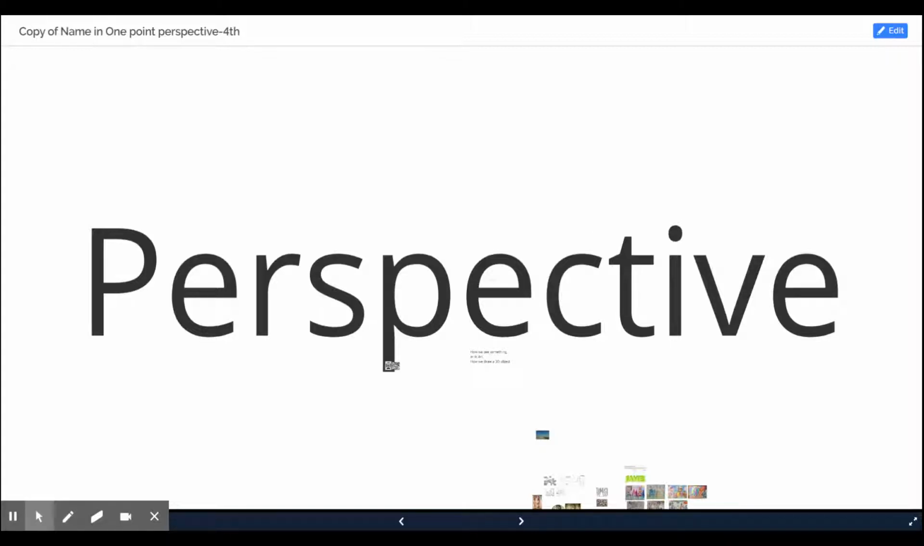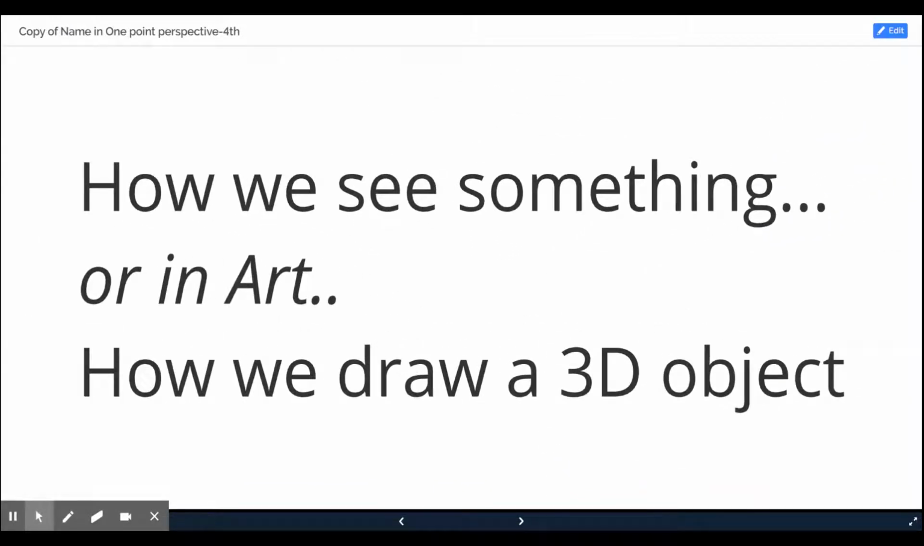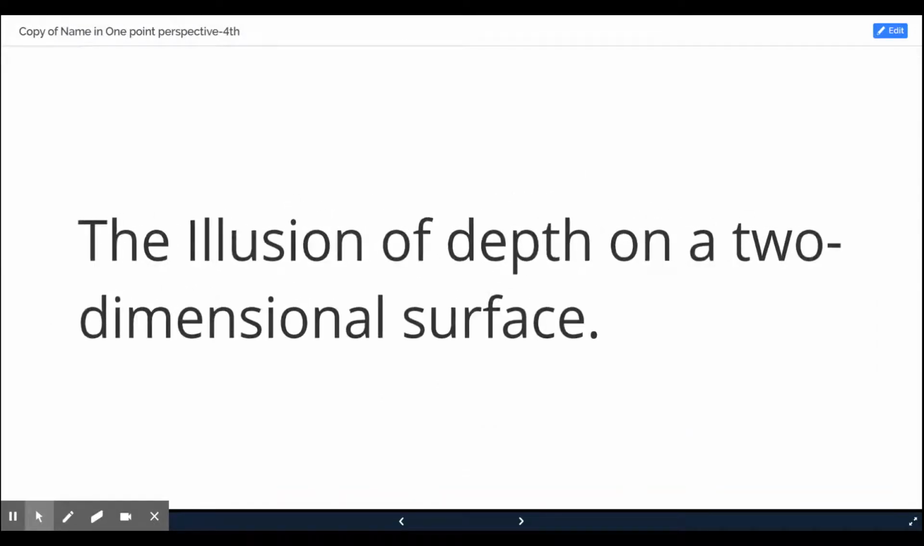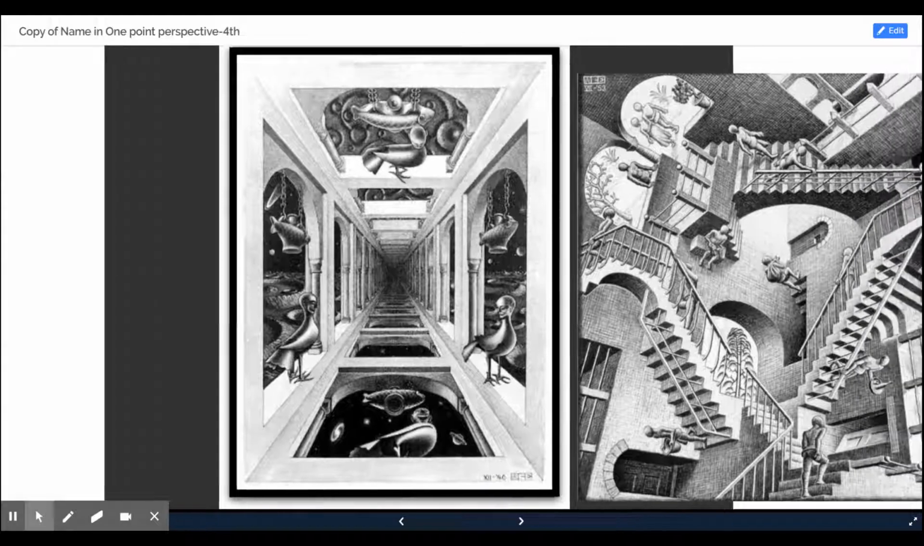Hey, fourth grade, for your next project, we're going to be working with something called perspective. Now, perspective is how we see something, or in art, how we draw a 3D object. Artists have been using this technique for a long time to make a flat drawing look 3D. So here's a couple examples of some art that's in 3D.